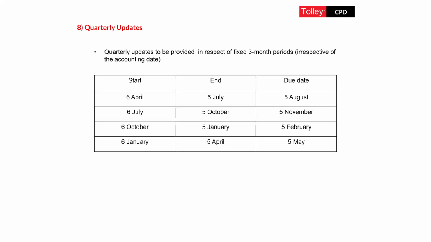So let's go on to the quarterly updates. So the quarterly updates are provided in respect of a fixed 3-month period for all businesses. So the quarterly updates don't follow your accounting period, they are fixed. What that means is that everyone is filing for the same period by the same date. The quarterly dates follow the tax year, sadly, so they start on the 6th of April. They run to the 5th of July, and then you have a month to file, and so on through the tax year, as you can see from the slide.